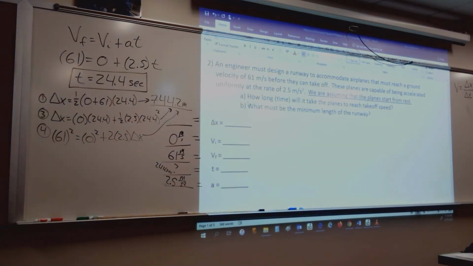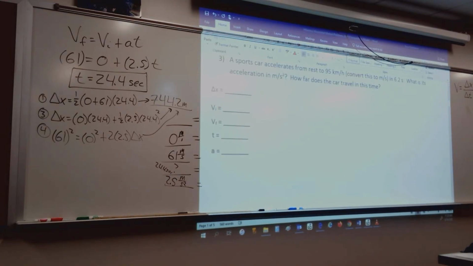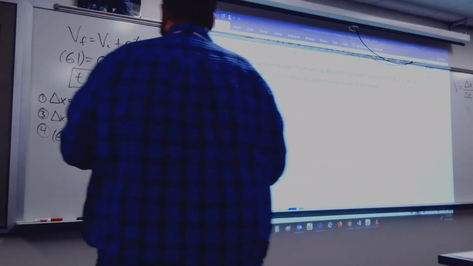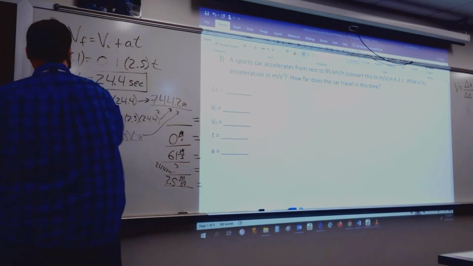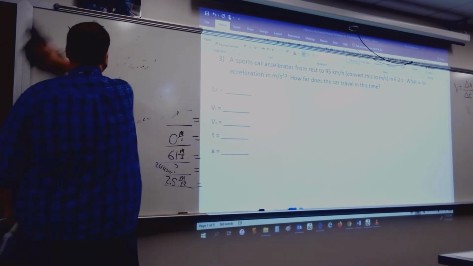Okay, let's go ahead and look at number 3 together. Sports car. So I haven't looked at the quizzes yet, but I'm doing this one because I just want to make sure that we're still practicing a little bit the unit conversions.